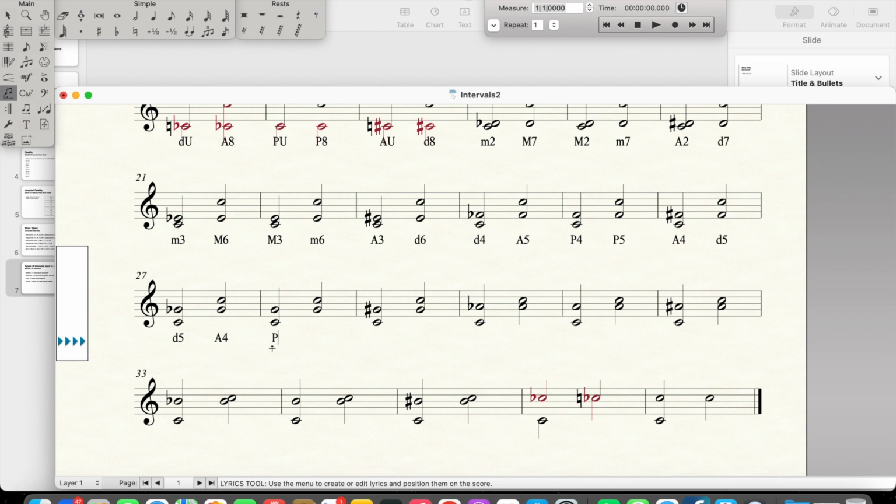Perfect fifth stays perfect. Perfect fourth. I have an augmented fifth becomes a diminished fourth. Remember, this is still the G sharp, it still keeps going. Minor sixth becomes a major third. A major sixth becomes a minor third.